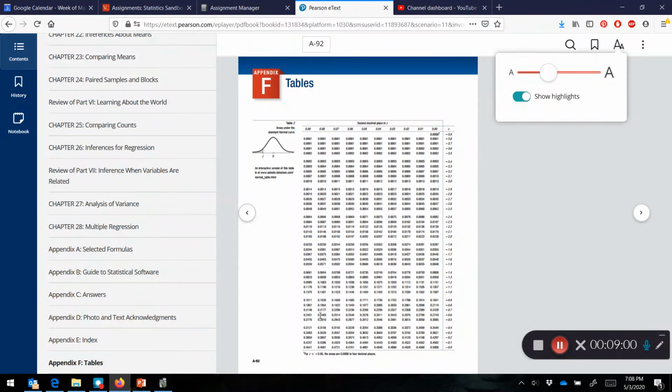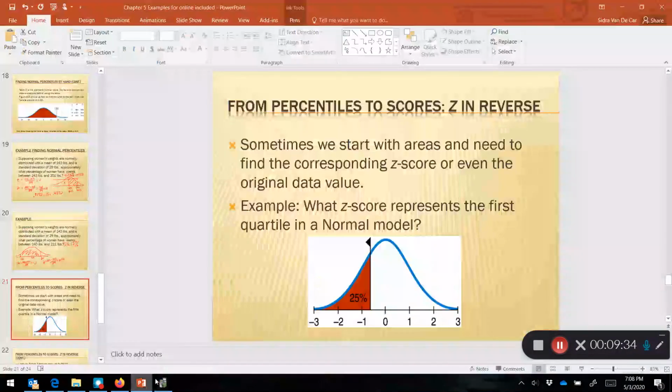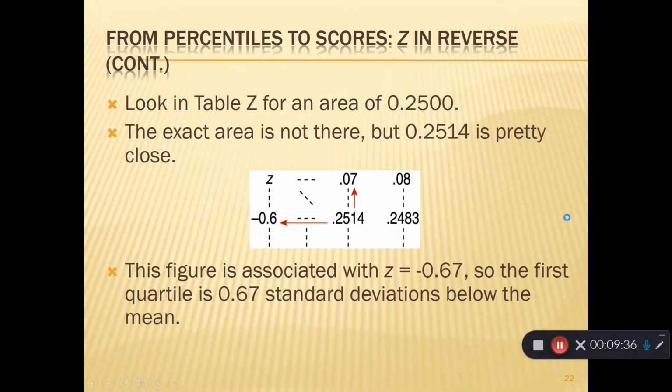0.25, notice, is right in here. So somewhere in between negative 0.66 and 0.67. That's the way we would look it up on the chart. So the way that we would do it in our calculator is go back to the distribution menu, but instead of using normal CDF, we use the inverse norm. So for this one, I want an area of 0.25 on the standard normal curve, so mean of 0, standard deviation of 1, and there we see a negative 0.67, just like we saw by looking in the chart. So this just shows us we read the chart backwards.